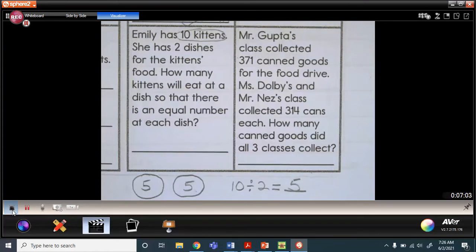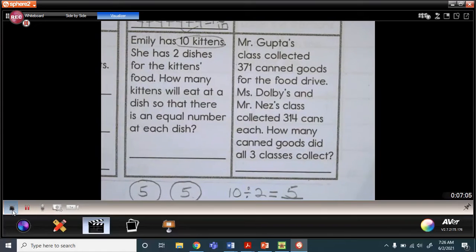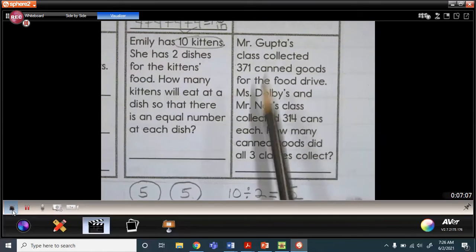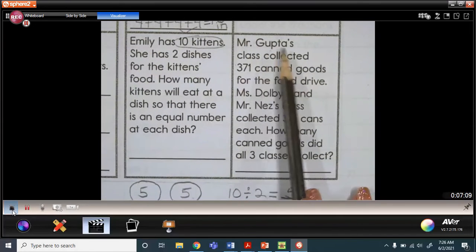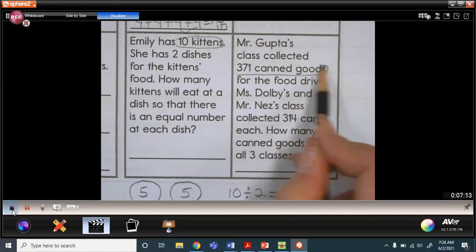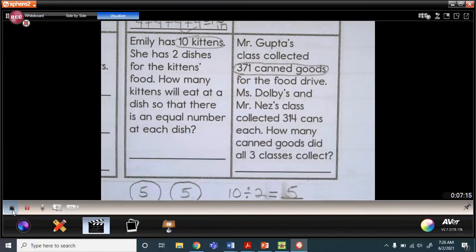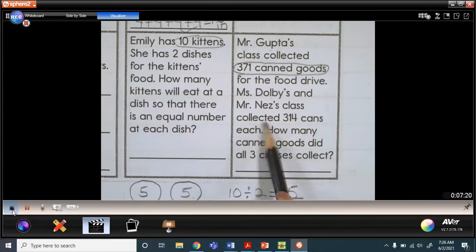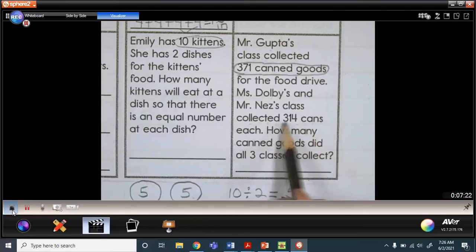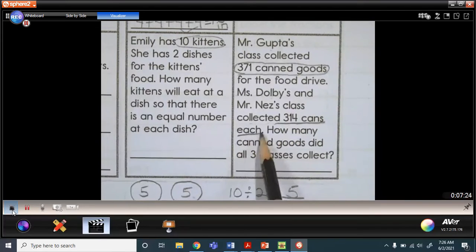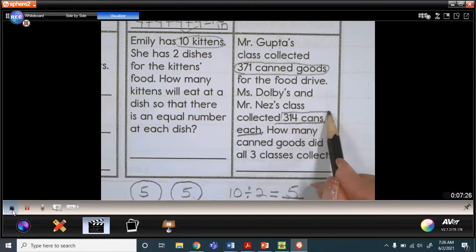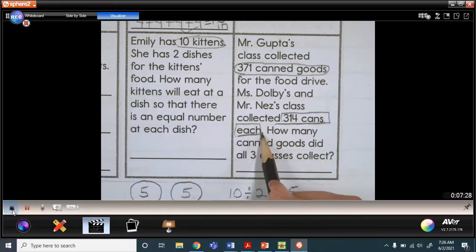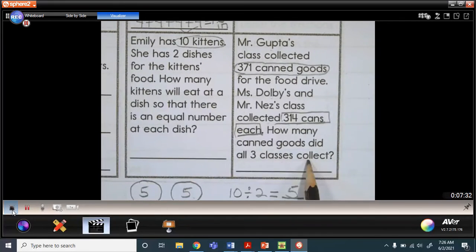All right, let's take a look at the next one. It looks like it's a 2-step problem, so let's see what happens here. It says Mr. Gupta's class collected 371 canned goods for the food drive. Miss Dolby's and Miss Nez's class collected 314 cans each. So both of them had the same number. How many canned goods did 3 classes collect?